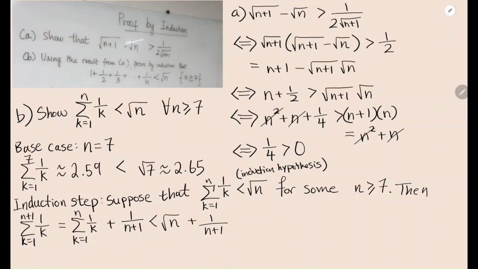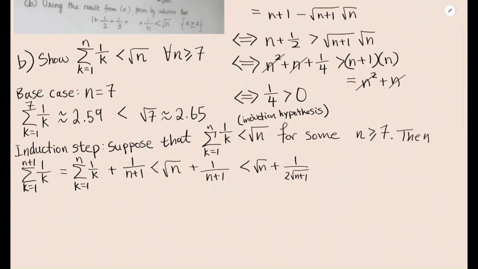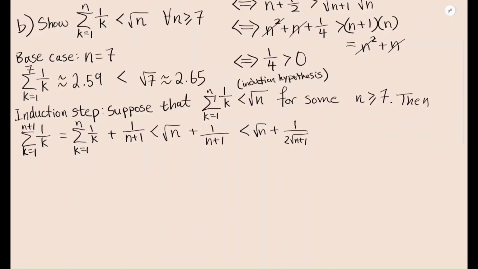Now I do want to point something out before I keep going forward, because I'm going to make a claim and say that 1 over n plus 1 is going to be less than 1 over 2 times the square root of n plus 1. So I'm saying that this is smaller than this. Of course, I have to add the square root of n on both sides. I haven't shown that yet, but this is a very important step to make. So let me show that right now. I'll call it a lemma.